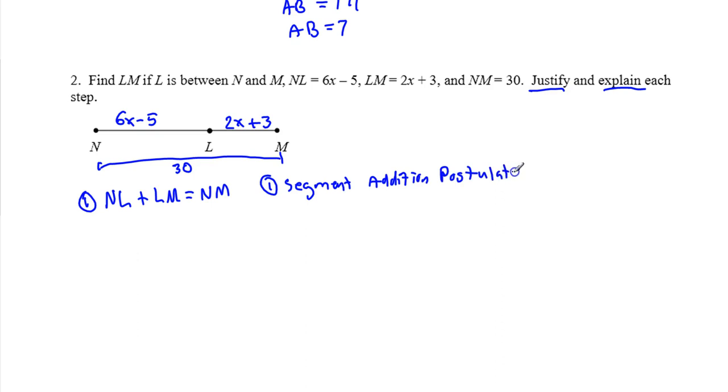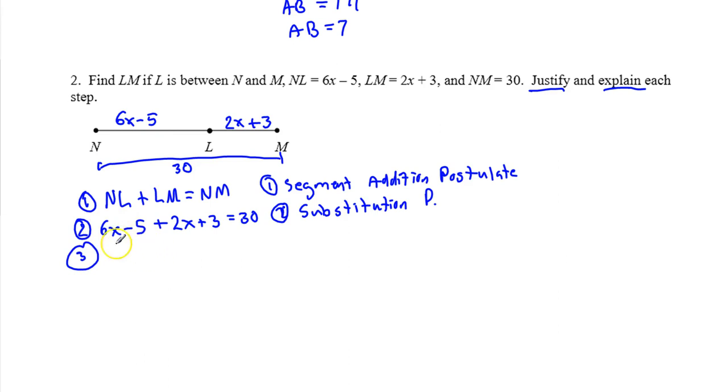What are we doing? We're adding two segments, parts together, and they're equal to the whole. Now what are we going to do? Well, we know what those little expressions are for NL. NL is 6x minus 5, plus LM is 2x plus 3, and we know that NM is 30. And that is what we would call substitution. So the numbers here, all I'm doing with that is giving myself a reason for why I did the action that I did. Okay, now we're going to combine.